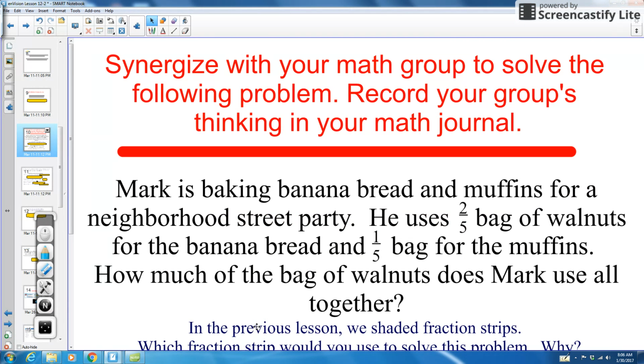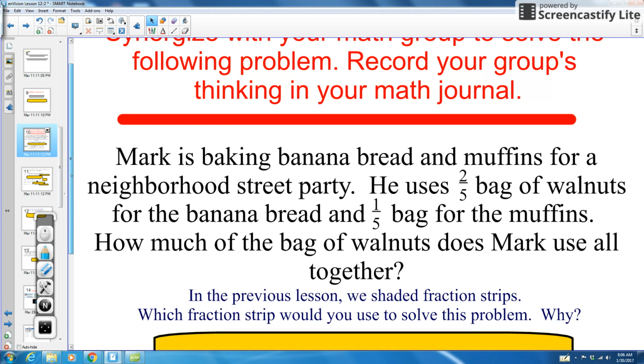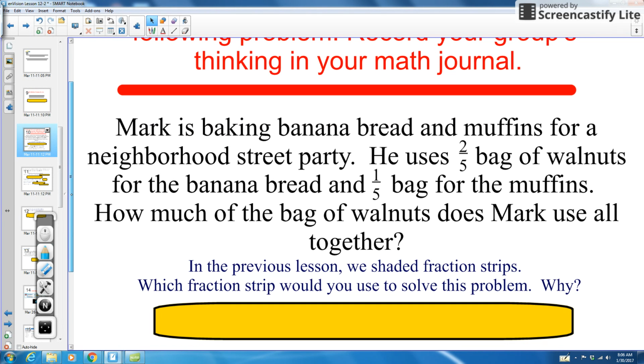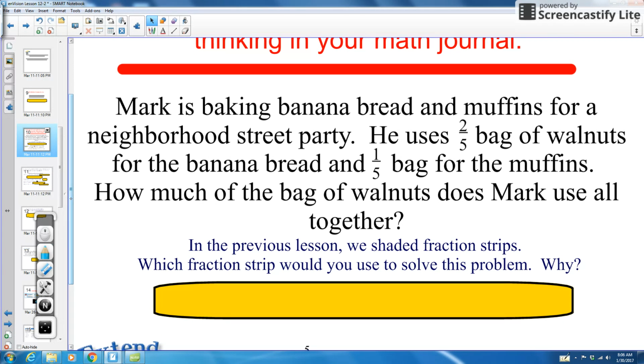Let's jump over to this screen here. We have Mark is baking banana bread and muffins for our neighborhood street party. He uses 2/5 of a bag of walnuts for the banana bread and 1/5 of a bag for the muffins. How much of the bag of walnuts does Mark use all together? So he has one bag of walnuts that he's using for two different recipes. Okay. And I'm going to write this off to the side here. And I'm not going to use my fraction strips just yet.